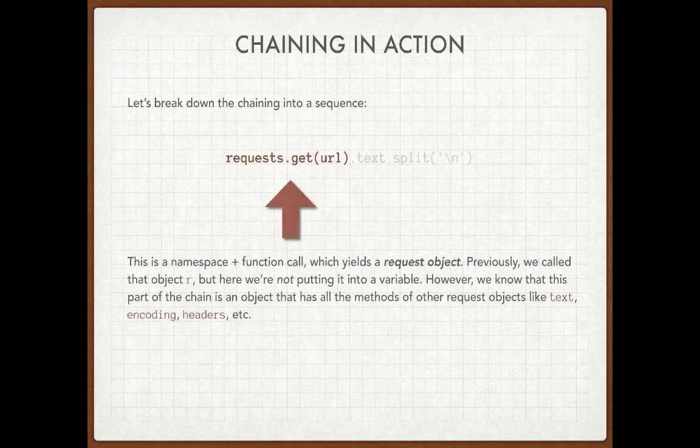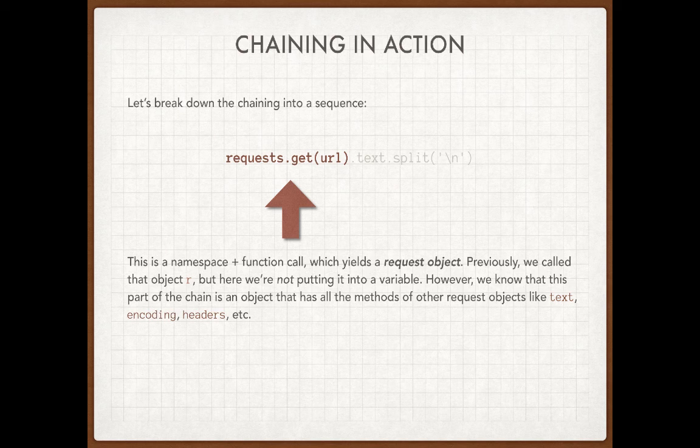Now, the trick to chaining is to look at a part of the chain and to think in your head what kind of object that is right now. And then as we move through the chain, we substitute. What kind of object is it now? What kind of object is it now? And so it's this mental process of swapping out objects that's crucial to this concept of reading chaining.